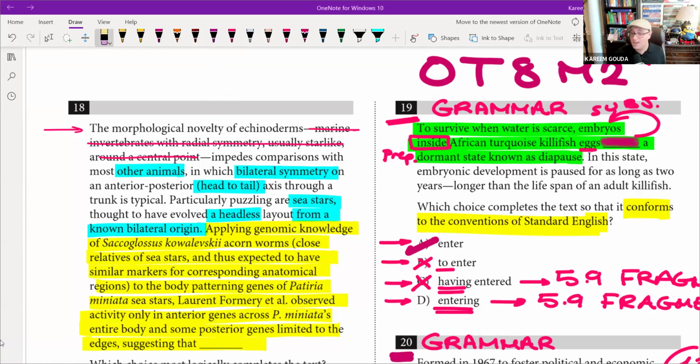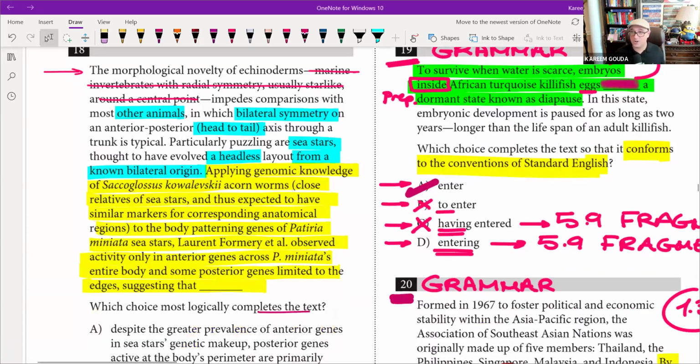Now, they're talking here about sea stars. Sea stars thought to have evolved a headless layout. If you know what a sea star looks like, it basically looks like a star. So it has no head. They thought there was supposed to be a head and then this was the body. So this was what a sea star should have looked like. But the sea star lost its head, so we only have a body. That's what they thought.